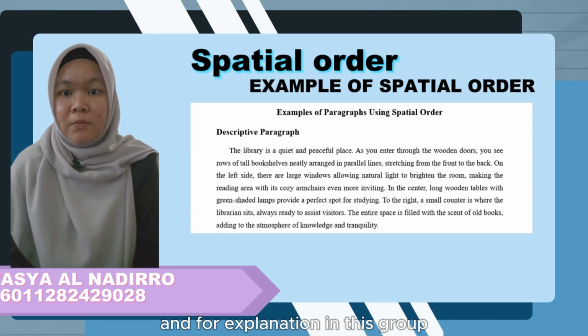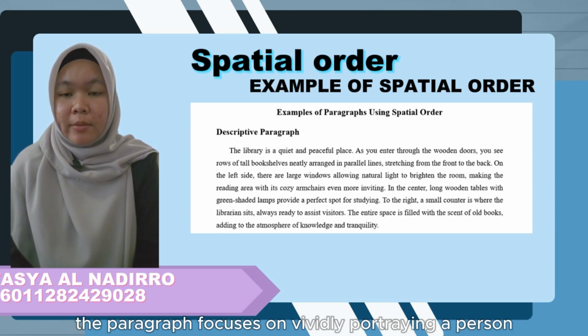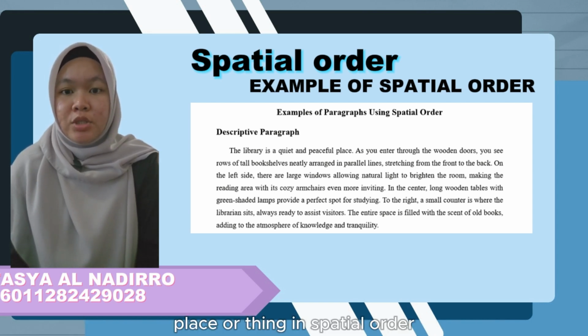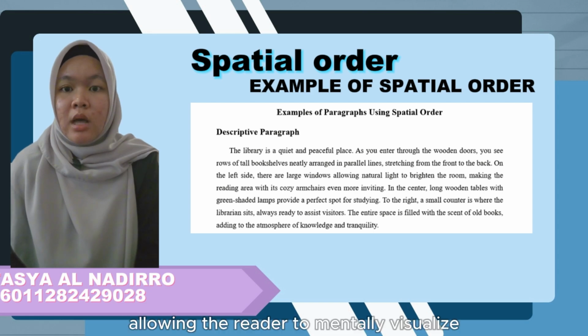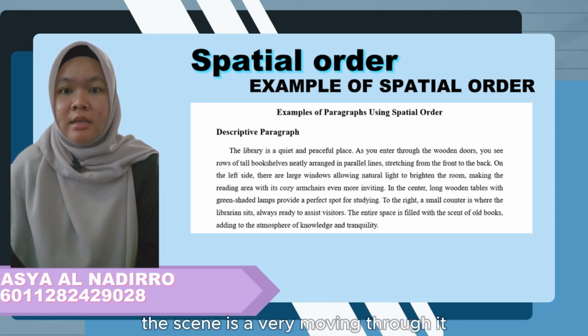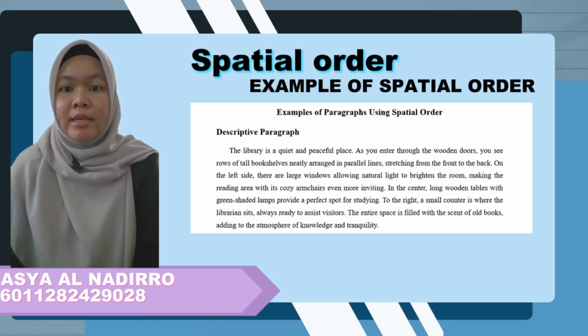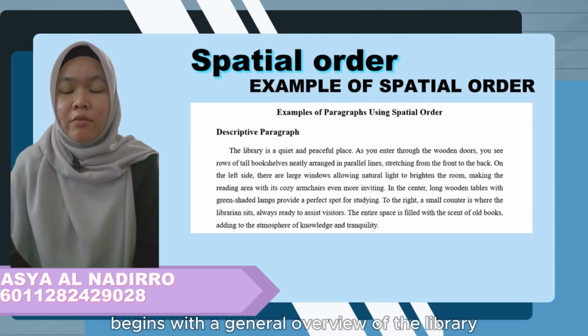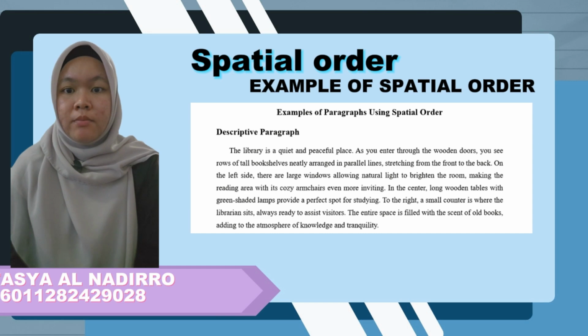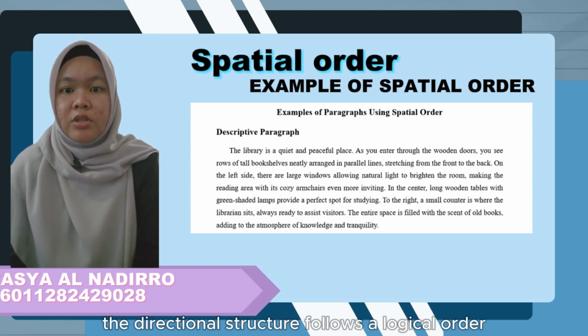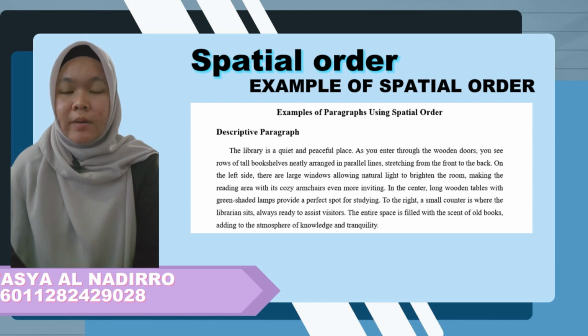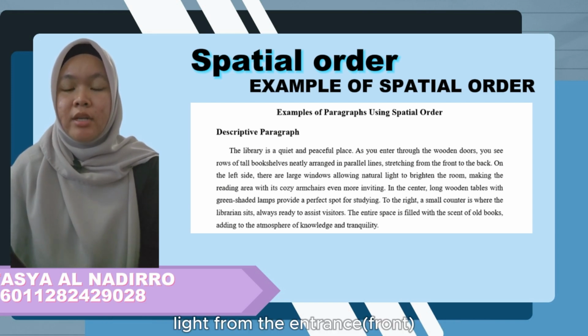And for the explanation, the descriptive paragraph focuses on vividly portraying a person, place, or thing. In spatial order, details are organized based on their location or position, allowing the reader to mentally visualize the scene as if they were moving through it. In this paragraph, the description begins with a general overview of the library and its atmosphere. The directional structure follows a logical order, from the entrance at the front to the different sections: left, center, and right.